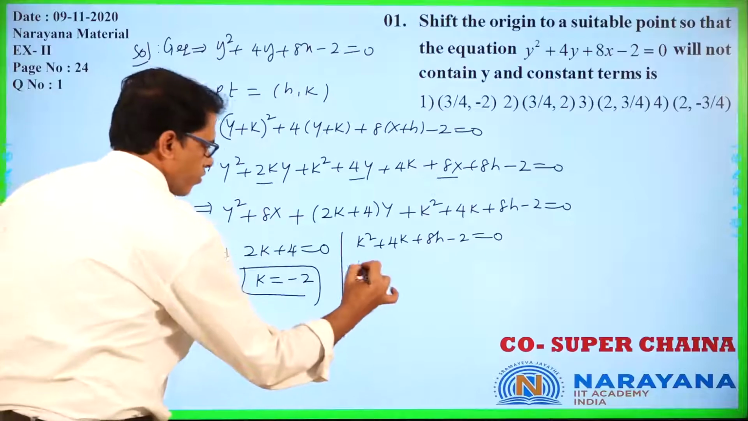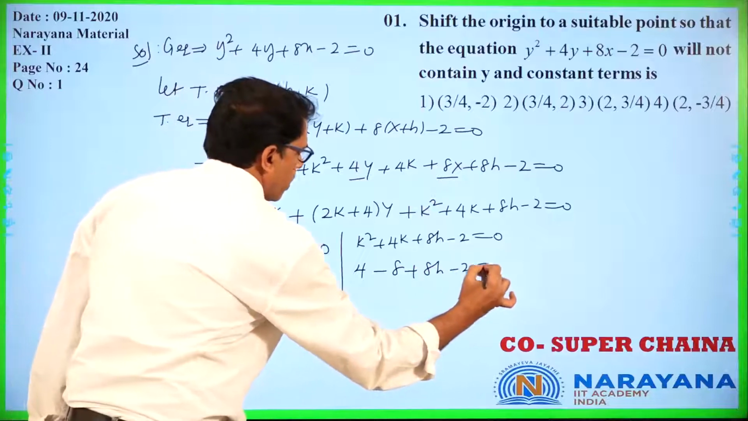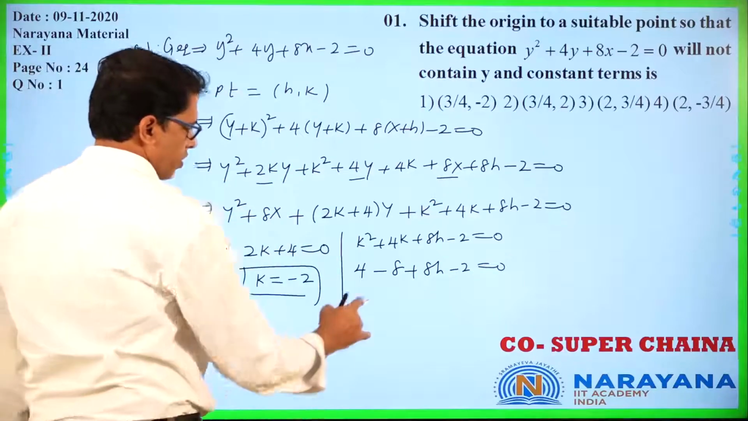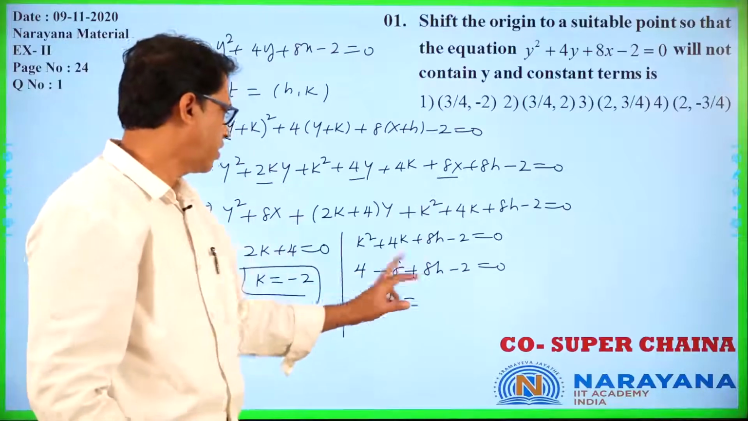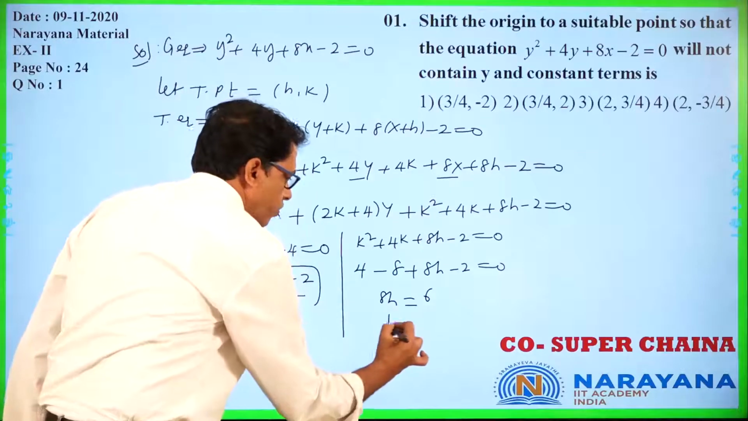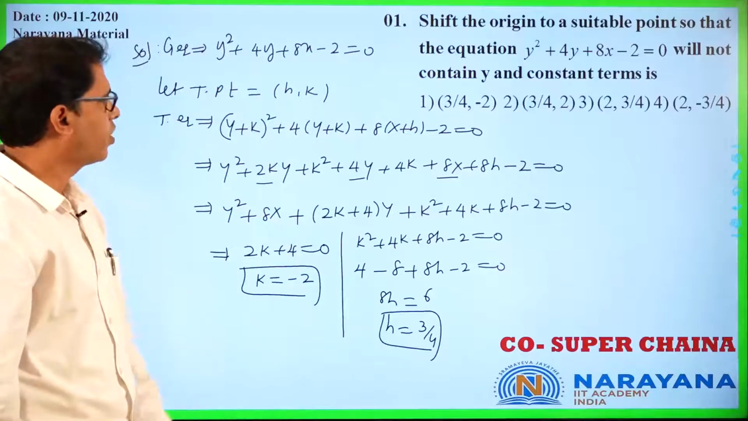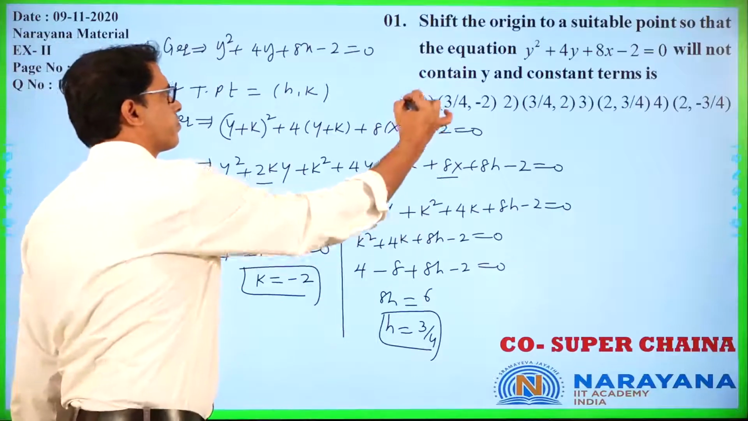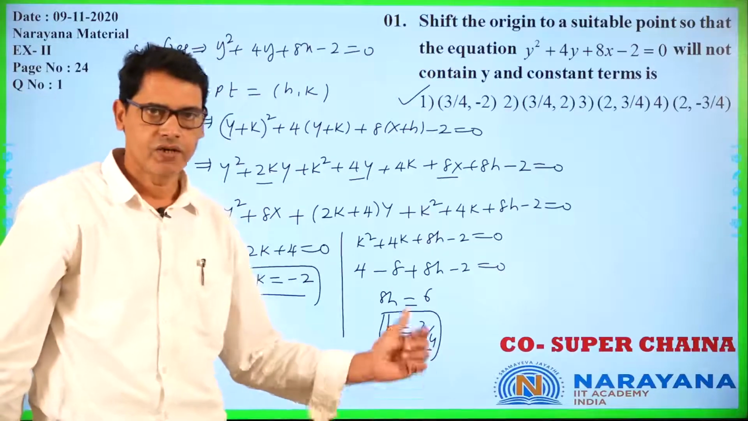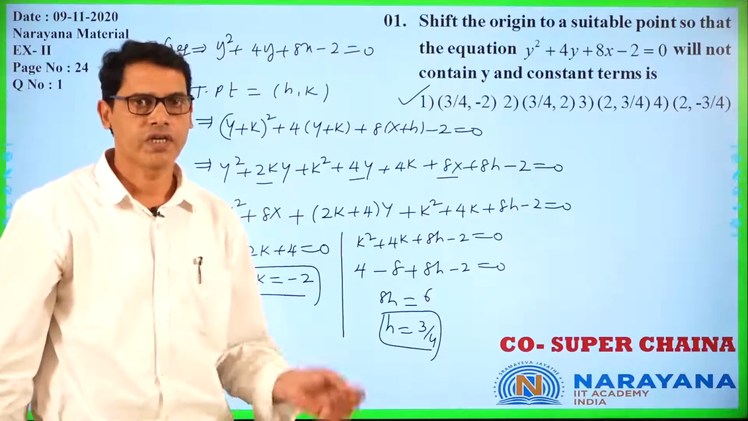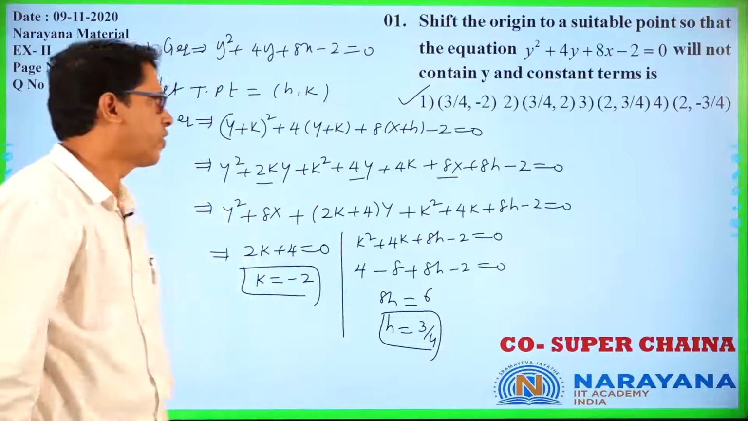Apply the k value: 4, then minus 8, plus 8h minus 2 equals 0. From this, minus 10, so 8h equals minus 10 plus 4, which is minus 6. So the h value equals 3 by 4. So the required point is (3/4, -2), first option. It means if you translate the axes to this point, the transformed equation does not contain a y term as well as a constant. Okay. Now next one.